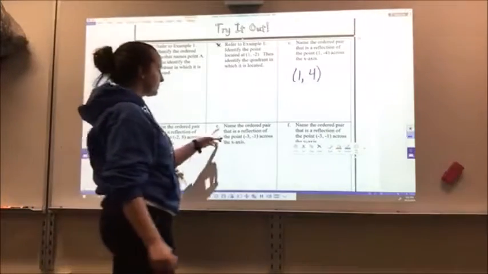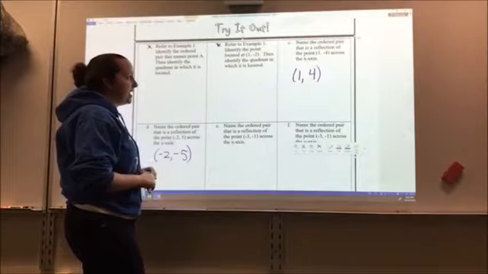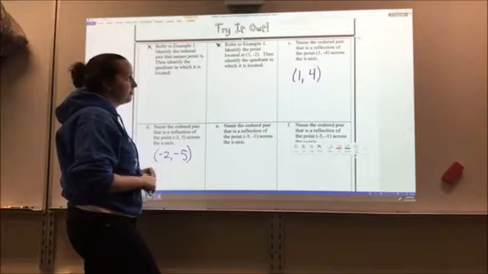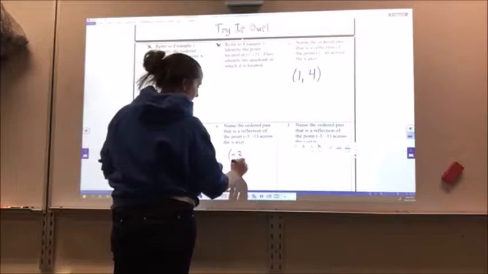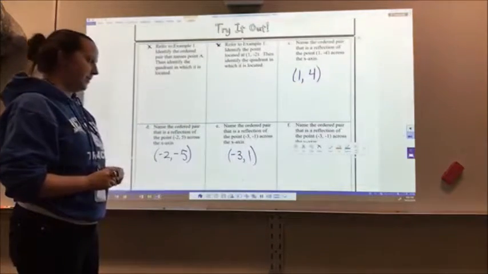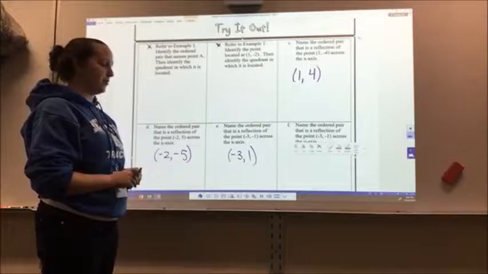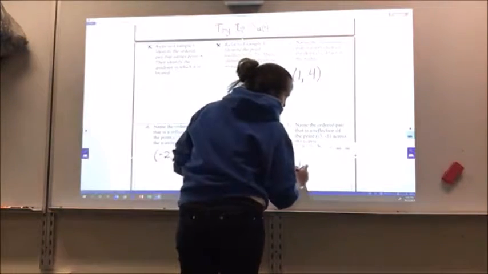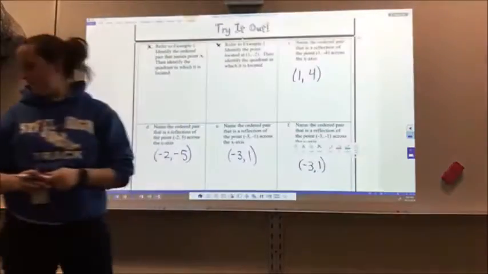Okay? For letter E, name the ordered pair that is a reflection of the point -3, -1 across the x-axis. Okay? So again, x-axis, -3 stays the same, my y becomes positive. And for letter F, name the ordered pair that is a reflection of the point -3, -1 across the x-axis. So again, -3 stays the same and 1 becomes positive.